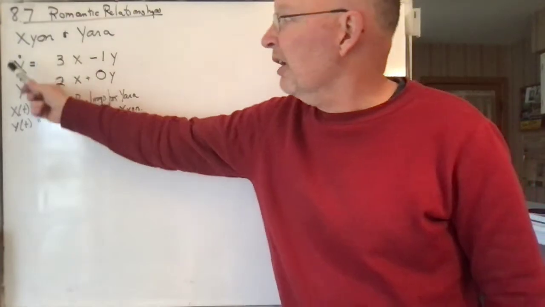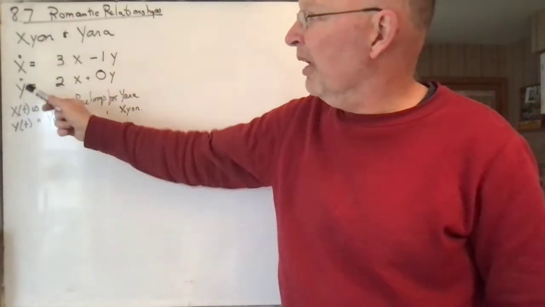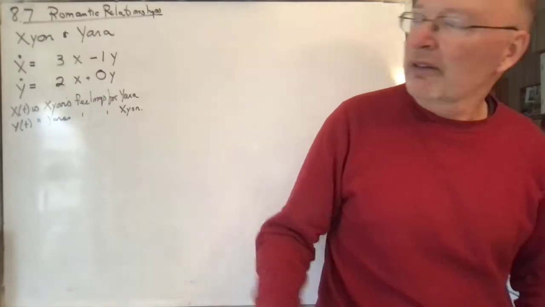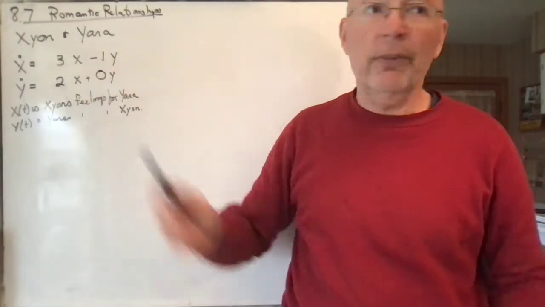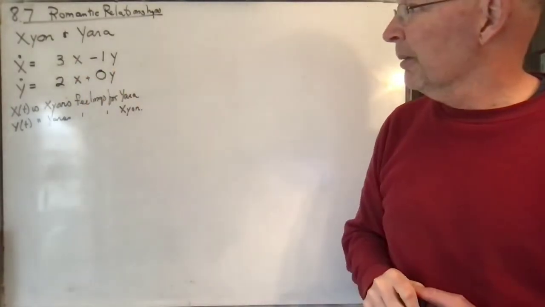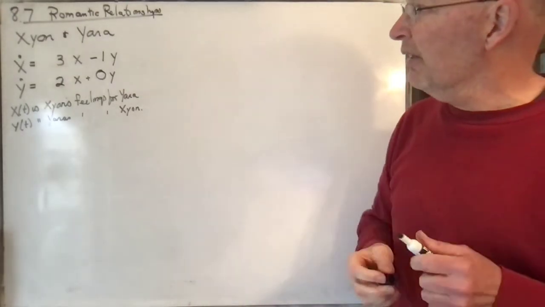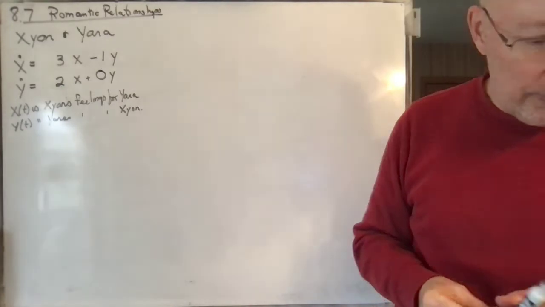You should be able to look at a system like this and explain the personalities, or conversely, if you are given the personalities, you should be able to come up with a system that describes it. Okay, so that's who they are. Now let's see what happens with their relationship.